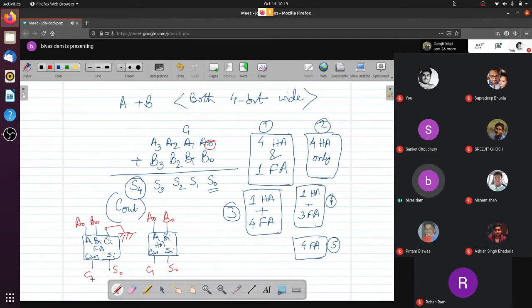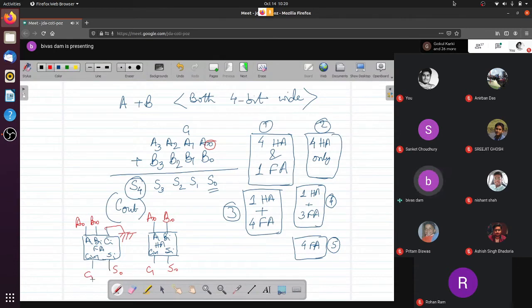Fine? Is there any confusion in this? So that means for the 0th position, I can realize the required operation using either 1 half adder or a full adder with 1 input bit connected to 0. Clear or still some doubt? Yes, sir.